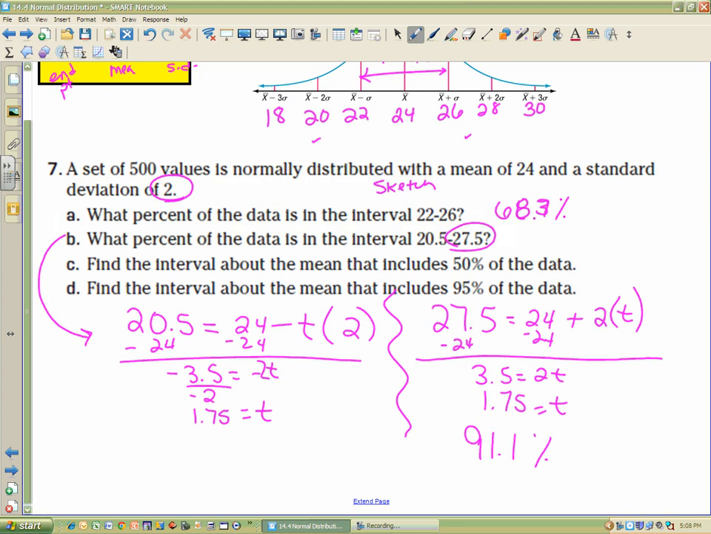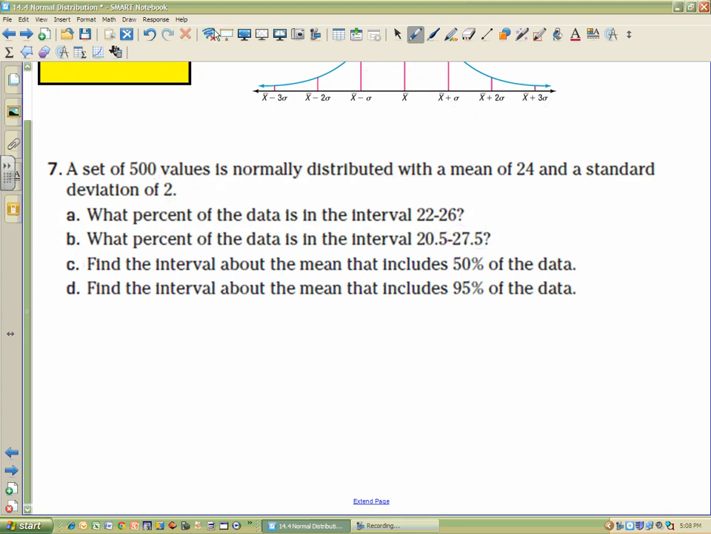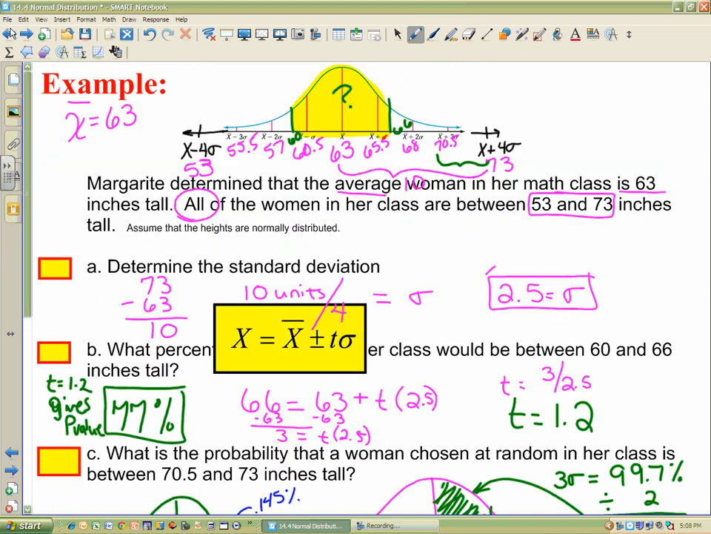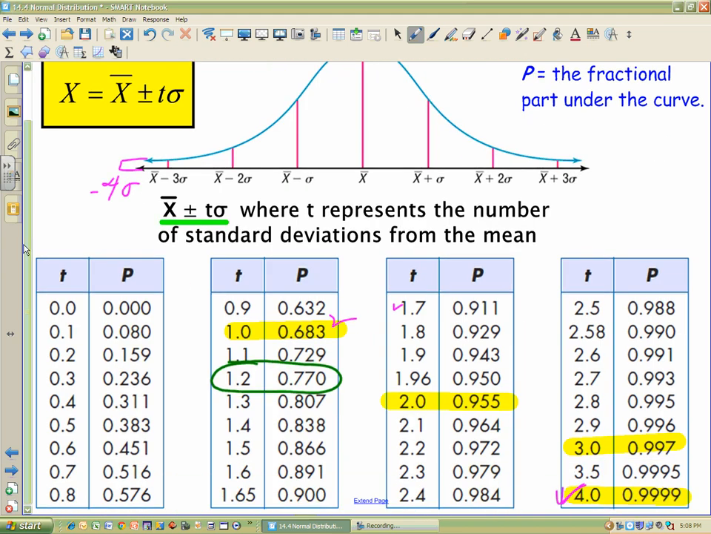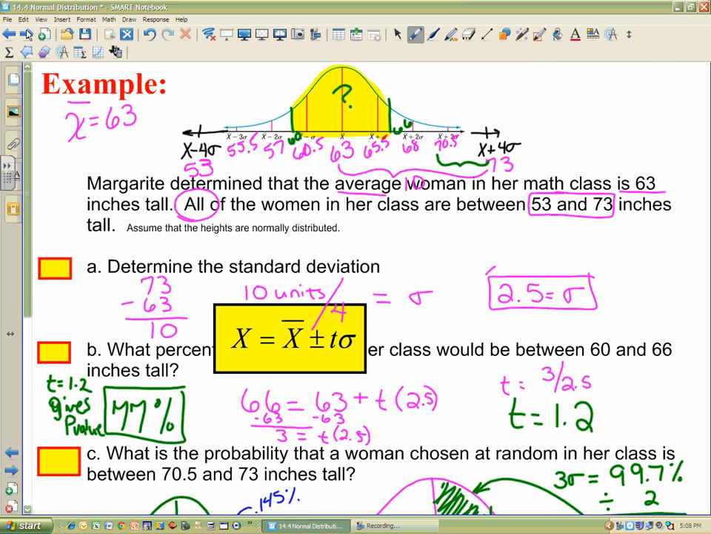Find the interval about the mean that includes 50% of the data. So C is structured a little bit differently. I want 50% of the data. I'm going to clear this screen. 24, 26, 28, 22, 20, you get the idea. I want 50% of the data. So 50% of the data is a p-value. What is the corresponding t-value of that? So let's go to our table, look up for 50%. I'm going to hit clear on this too. 50%, about closest right here, that has a t-value of 0.7.